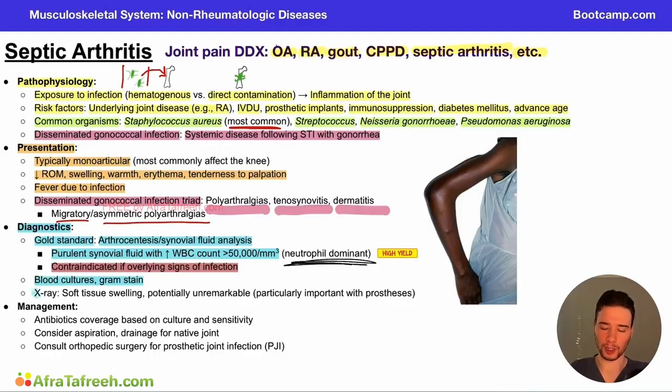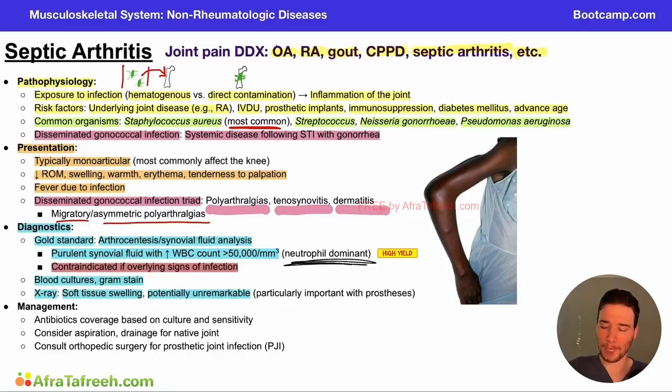So x-ray is going to show some soft tissue swelling. It's also going to potentially be unremarkable. And this is important to know, right? Because if a patient has knee pain and we get the x-ray, we talked about what we might find in osteoarthritis, right? The subchondral cysts, the osteophyte formation, the joint space narrowing. But a patient with septic arthritis, because it's a different etiology for their pain, might have a normal x-ray. They might not have these findings. This is why the whole clinical picture is super important for working up these patients.